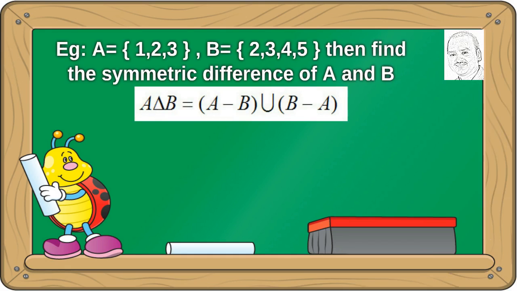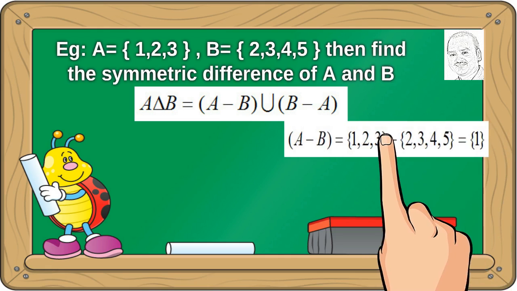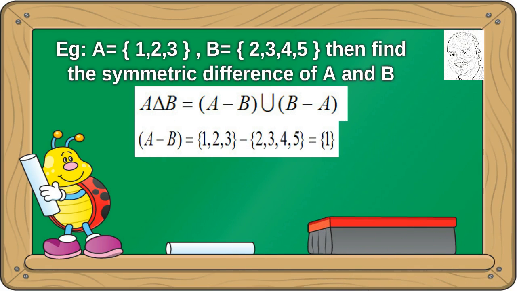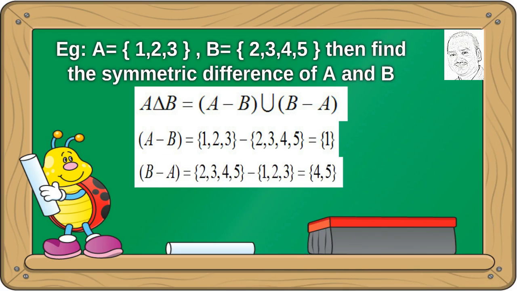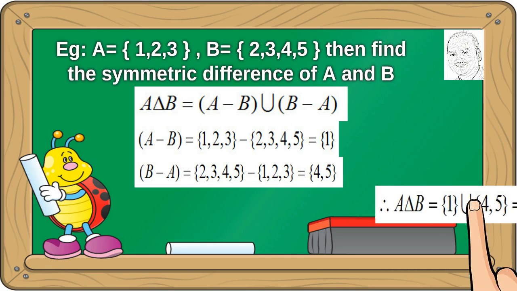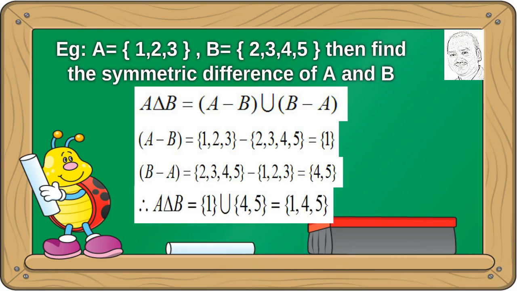We know that the symmetric difference of A and B is A delta B is equal to A minus B union B minus A. To find this, we have to find A minus B and B minus A. So A minus B is equal to {1, 2, 3} minus {2, 3, 4, 5}, which is equal to {1}. B minus A is equal to {2, 3, 4, 5} minus {1, 2, 3}, which is equal to {4, 5}. By substituting A minus B and B minus A values in A delta B, we get A delta B is equal to {1} union {4, 5}, which is equal to {1, 4, 5}. This is the symmetric difference of A and B.